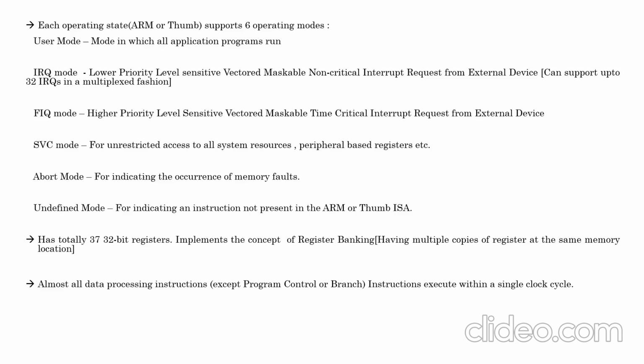FIQ is meant for time critical interrupts. Whenever a network is receiving data, it will be generating an interrupt. Whenever data has to be transmitted from your PC to a network, that is also a time critical thing. So time critical interrupts will be processed by FIQ mode, fast interrupt request. To be precise, it is a higher priority, level sensitive, vectored, maskable, time critical interrupt request from the external devices. So IRQ and FIQ handle the interrupts coming from the external device.